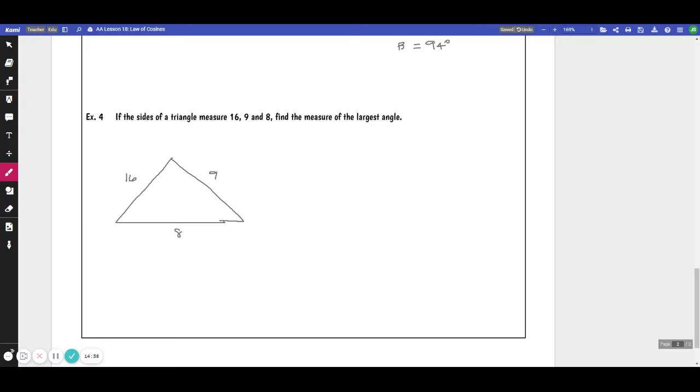And then it says find the measure of the largest angle. So this angle corresponds to this side. This angle corresponds with 8. This angle corresponds to 16. Clearly, my triangle is not drawn to scale, right? The largest angle is the one that corresponds with the largest side. So since 16 is the largest side, the largest angle would be its corresponding angle over here.